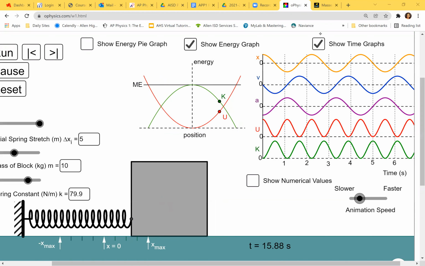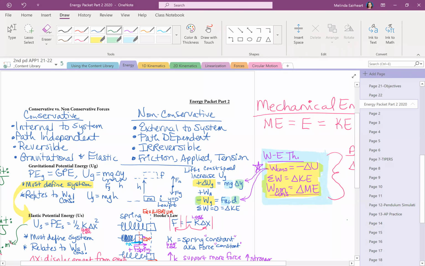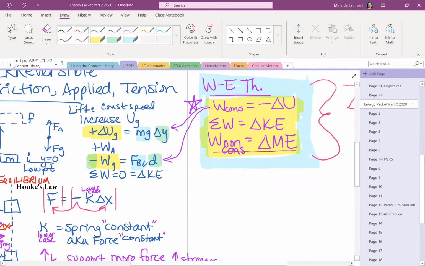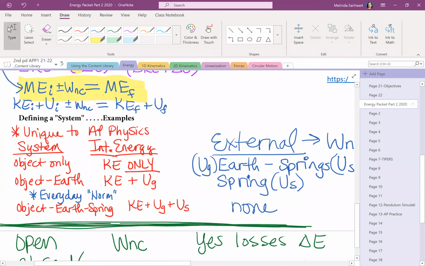New share, back to OneNote. Hopefully it works. Okay. And so we've got the three versions. Again, I highly recommend you memorize those. AP gets nitty gritty. Their formula chart doesn't, but the questions do. And then how you define a system. Those are the things to keep in mind in terms of nitty gritty. Let's do some practice.